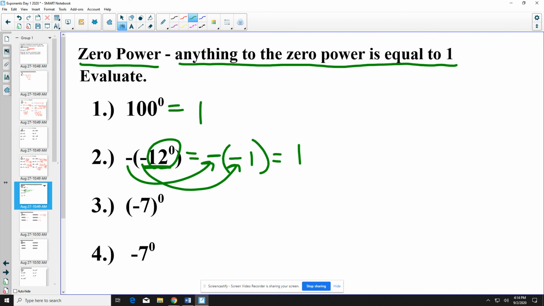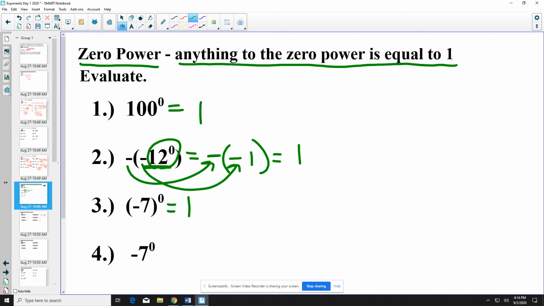Okay, write down number 3, negative 7 in parentheses to the 0. Since the number negative 7 is in parentheses, you're taking that number to the 0 power. Any number to the 0 power is 1. Whether the number is negative or positive, when you take it to the 0 power, you get 1.